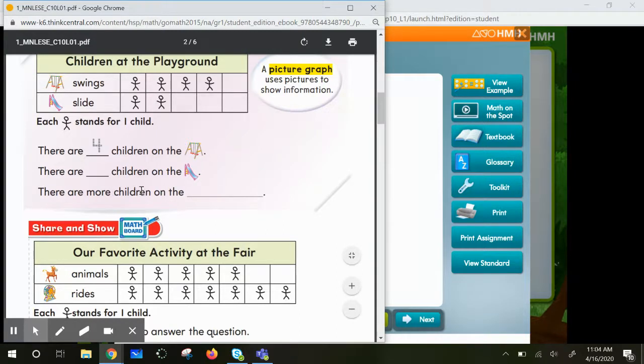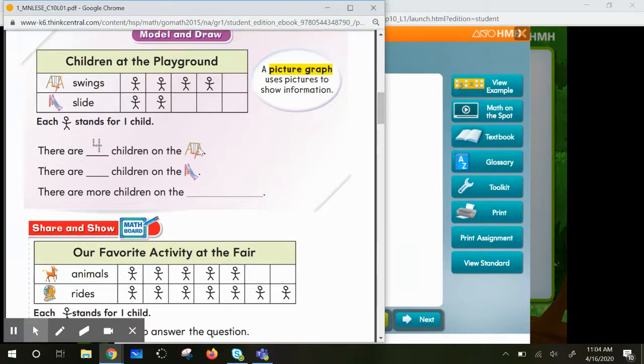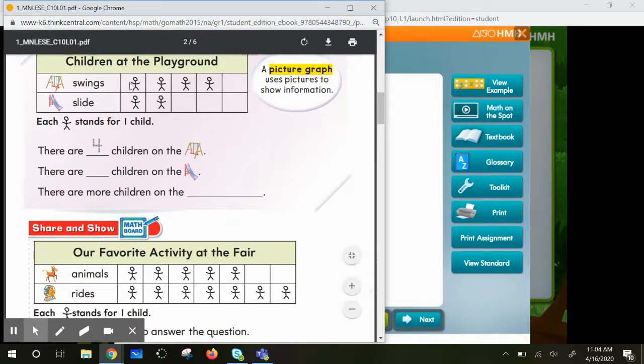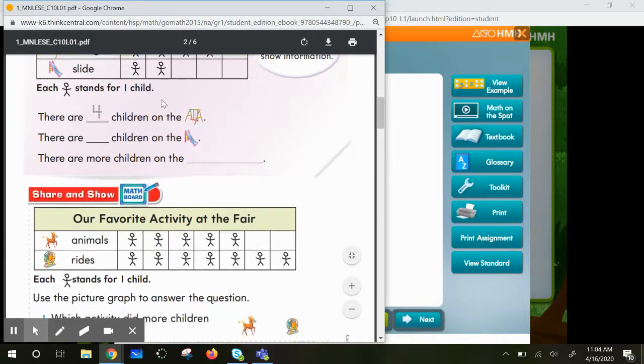Are there more children on the swings or slide? You would write swings because there are 4, where slide is only 2.